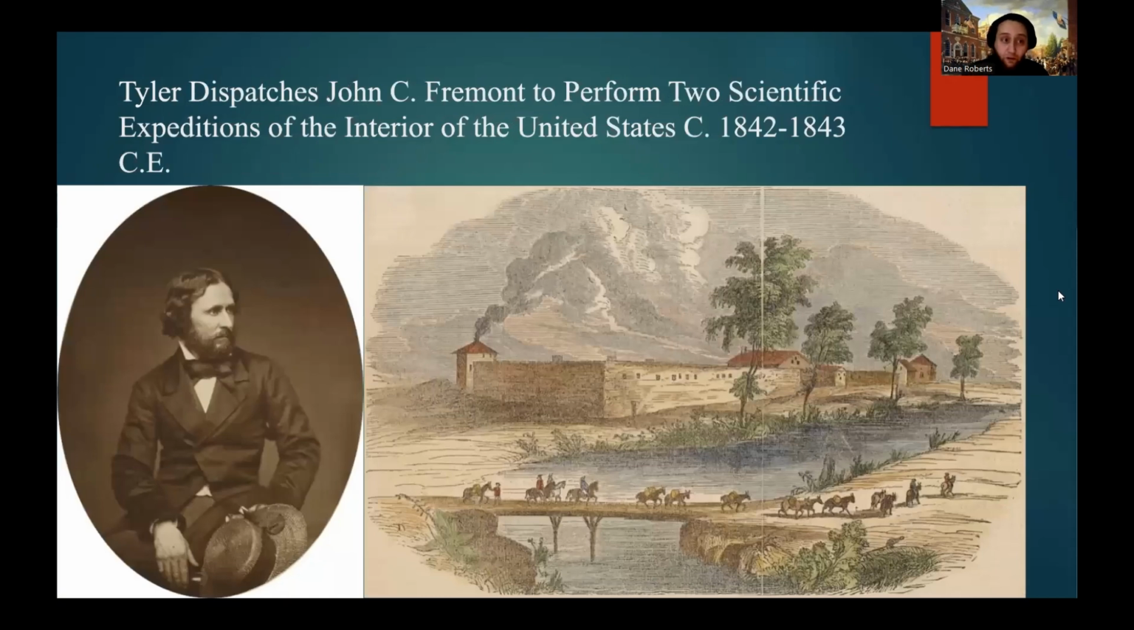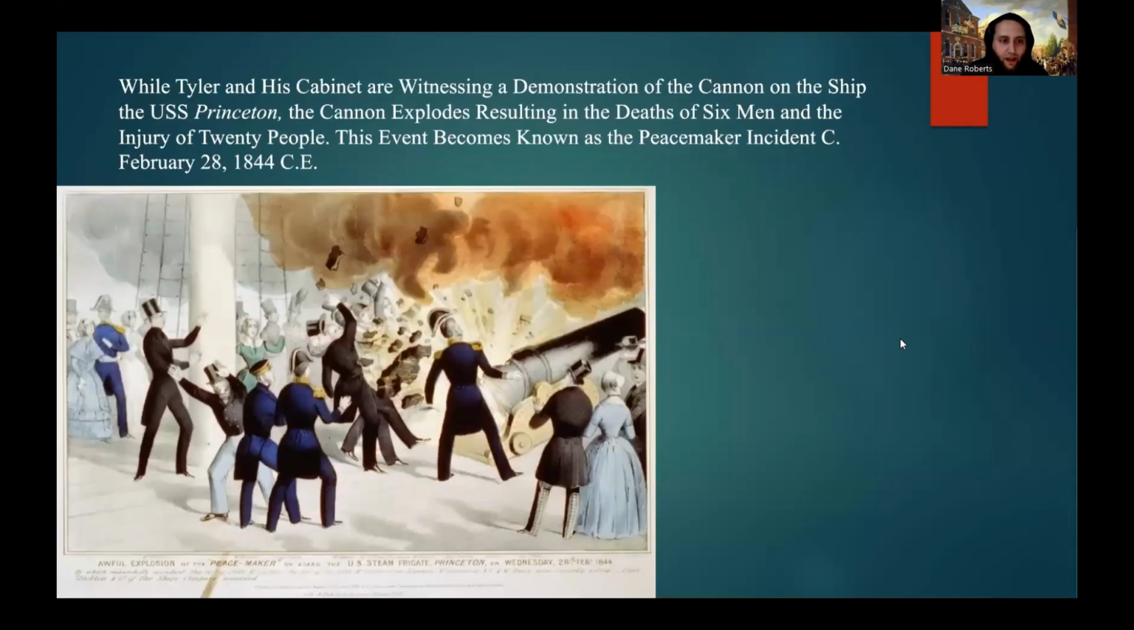Between 1842 and 1843 CE, Tyler would dispatch John C. Fremont to perform two scientific expeditions into the interior of the United States. And then tragedy would strike. On February 28th, 1844 CE, Tyler and his cabinet would board the ship, the USS Princeton, to witness a demonstration of the cannon on the ship. However, shortly after, the cannon would explode, resulting in the deaths of 6 men and the injury of 20 people, with this event becoming known as the Peacemaker Incident.